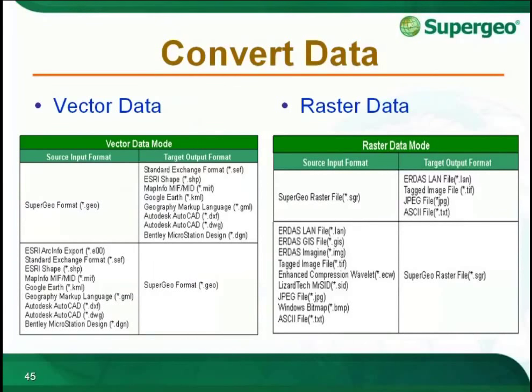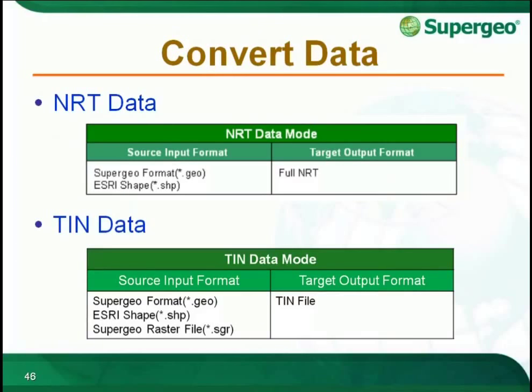Here is the input and output format of vector data mode and raster data mode. You can see SuperJIS Data Converter allows many kinds of GIS data formats, converting into the format defined by SuperGeo technologies. Similarly, it also supports converting into various common GIS data. And it also can convert the vector data to network data and team data.